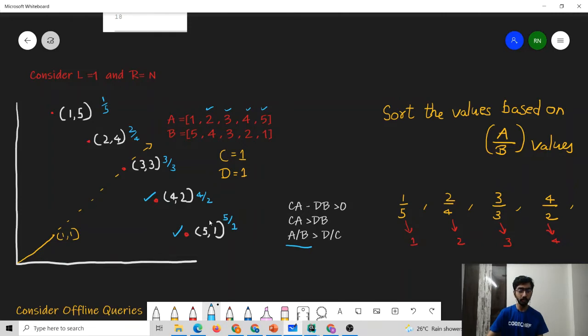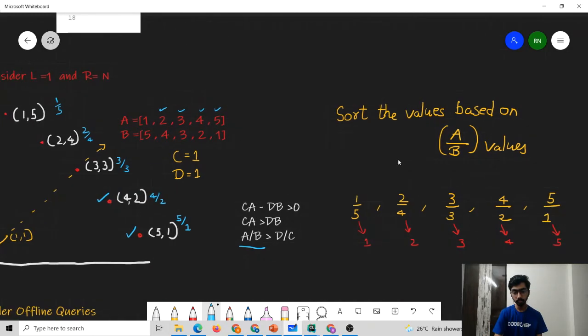How can we think of this particular observation? What we can do is sort all the values based on the a by b values. That is, for this particular test case, we can sort it as 1 by 5, 2 by 4, 3 by 3, 4 by 2 and 5 by 1. After which, we can associate them with the indices. That is 1 by 5 was the index 1, while 2 by 4 was at index 2, and so on.